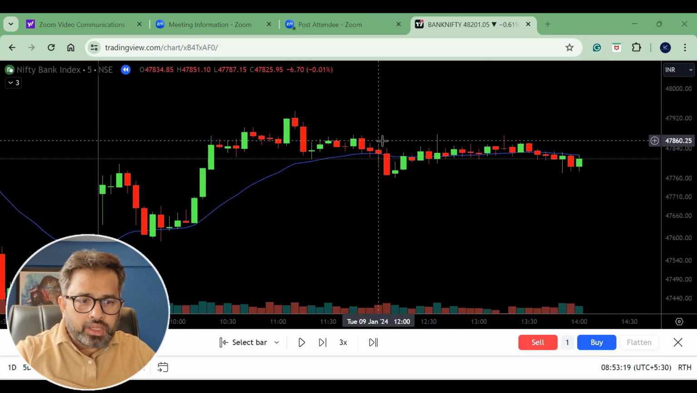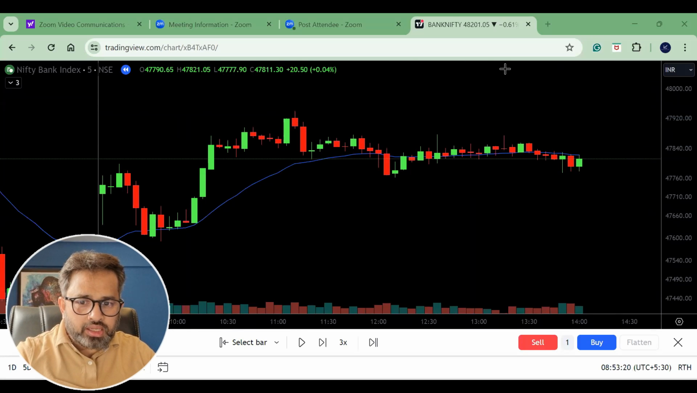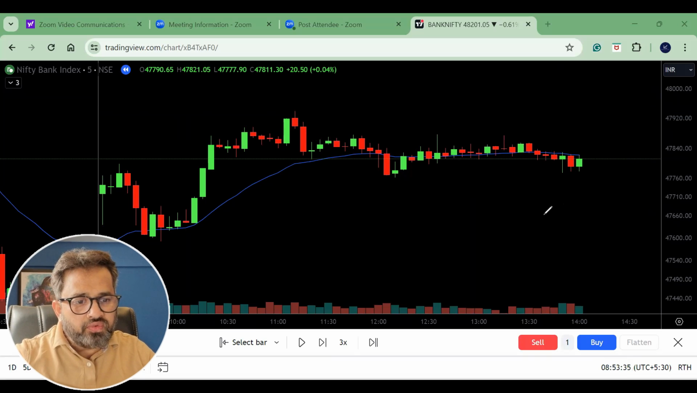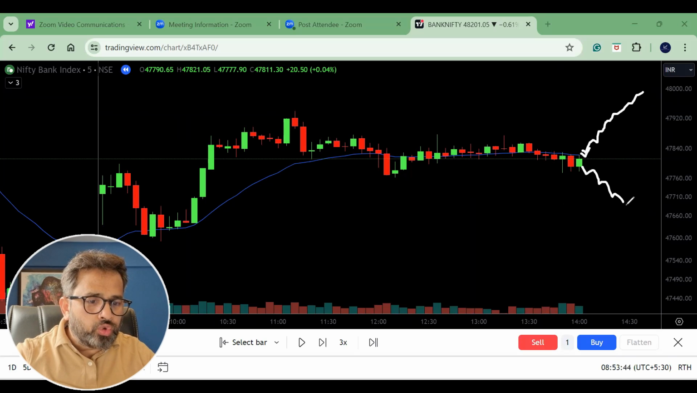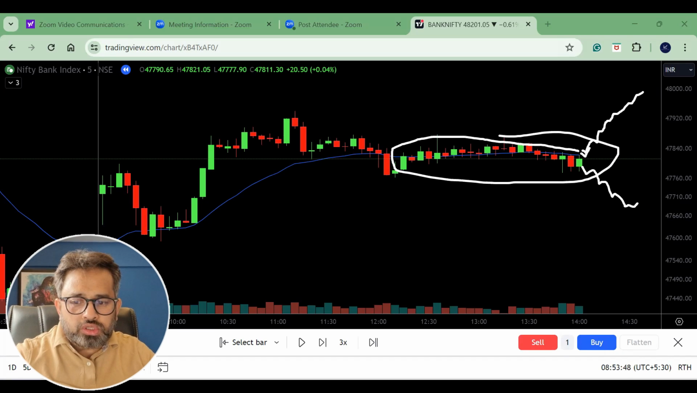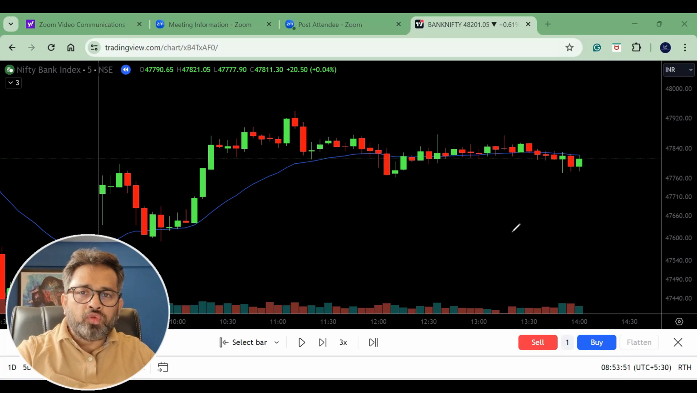Now for example, look at this chart. This chart is of 9th January of Bank Nifty, and look at the price action here. Just pause the video for a few seconds and tell me from this candle what you think. Price is going to go up like this or price going to go down like this, because it is making a series of pin bars here. So now you can pause the video for a few seconds and take a guess whether it will go up or it will go down.